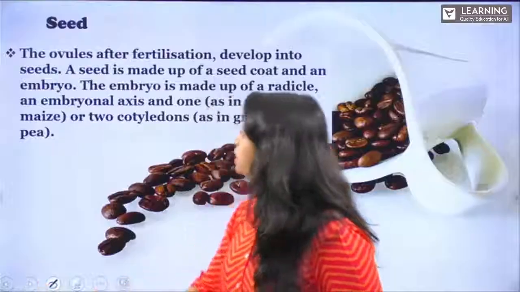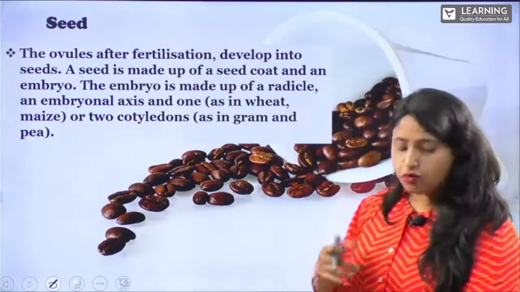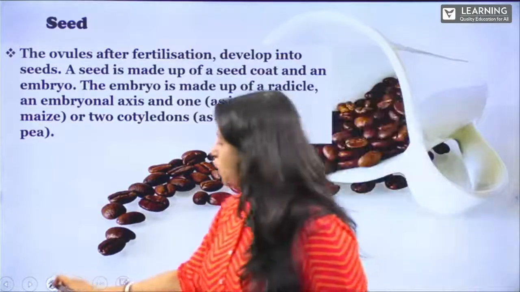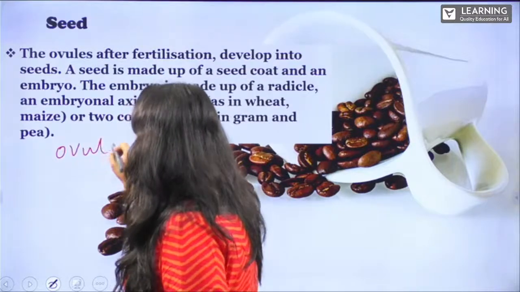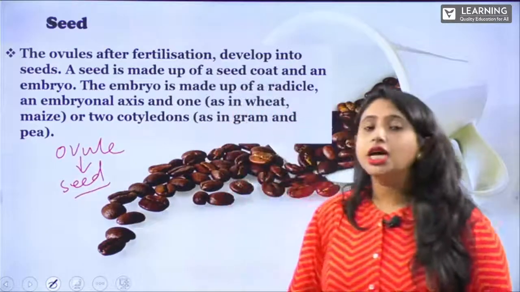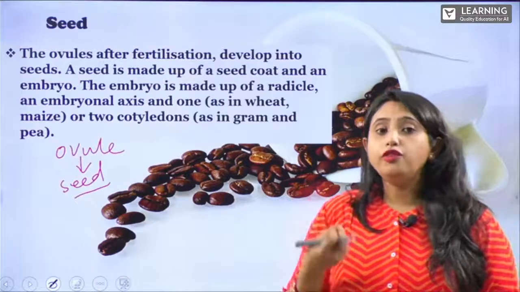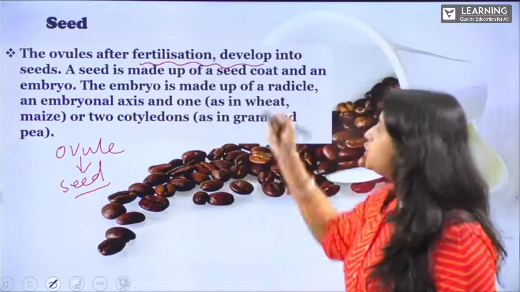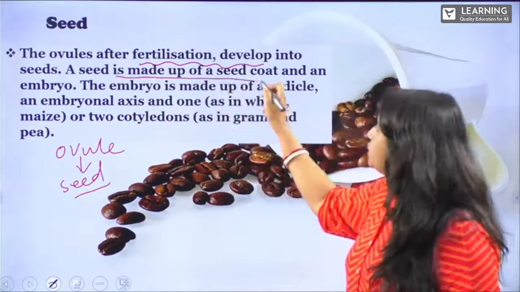So next, let us learn about your seed. Now, what do you mean by the seed? From where are the seeds developed? Seeds are developed from the ovules, as you have already learned, right? So the ovule leads to the formation of seed, and the number of ovules may vary from one flower to another flower. The ovules, after fertilization, develop into your seed, and seed is made up of seed coat and an embryo.